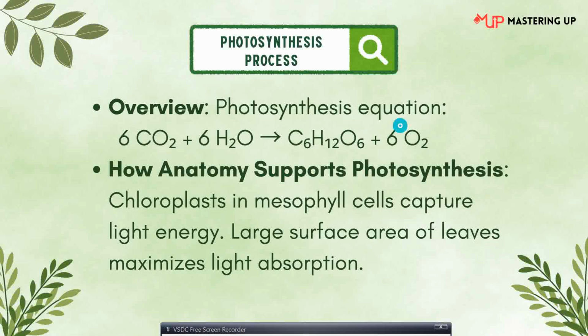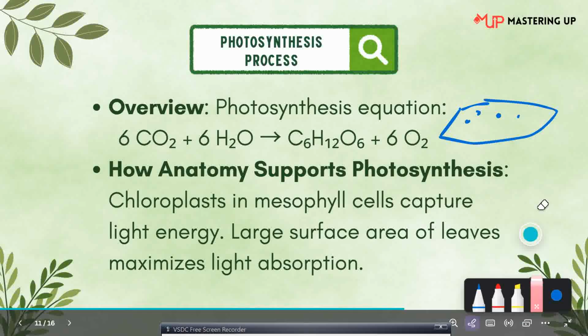Got it? If the surface area of the leaf is large, then the amount of mesophyll cells present will be more, and these mesophyll cells have chloroplasts. In the same way the amount of chloroplast will also be more. So that causes an increase in light absorption, which results in an increase in photosynthesis and helps the plant to produce more food and get more energy. That's why this anatomy of the leaf is very important here.